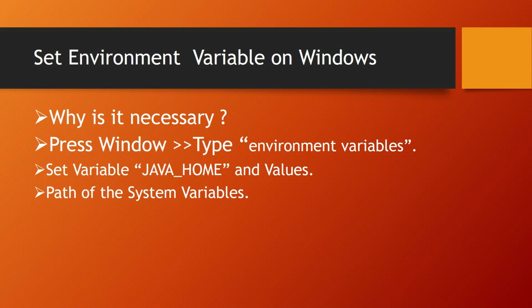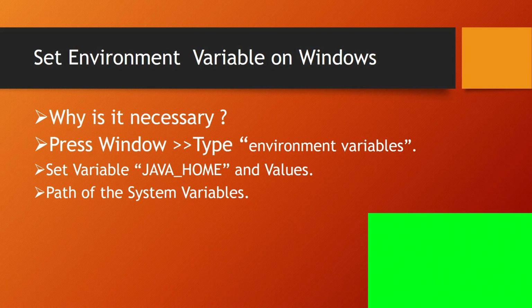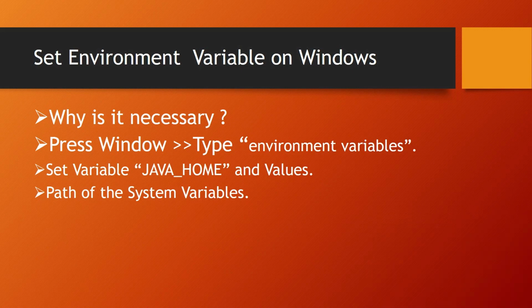So we have seen why it is necessary and how we can set the environment variable in the Windows operating system. The process was: we set the JAVA_HOME variable and its value, and then the Path of the system variable.